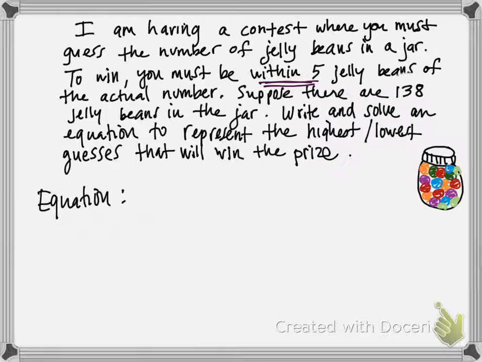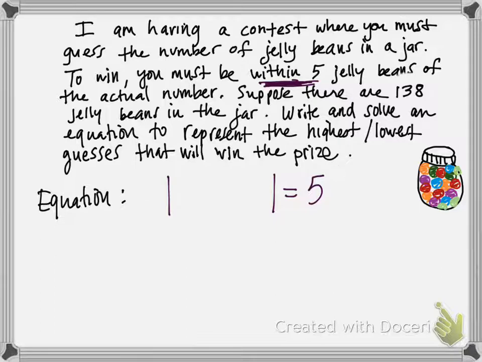So first thing I notice is that our guess has to be within 5. So if your guess has to be within 5, that's really representing a distance of 5. And a distance of 5, it could be 5 above or 5 below. Say this is your guess here. This is your actual amount. It could be 5 above, right? Or 5 below if you subtract 5 from the actual amount, which we already know is 138. So if I start to set up my equation, I would say the absolute value has to be equal to 5. 5 above or 5 below.